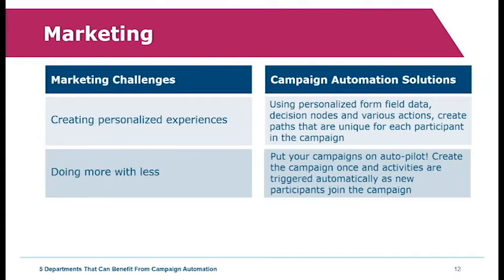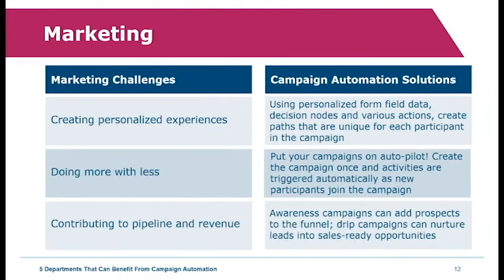Some challenges that marketing faces: they face creating personalized experiences. Usually, using personalized data and decision nodes within campaign automation, we can create paths that are unique for each participant. For example, if I come in and I'm really only interested in product A, and I've indicated that, and we're tracking that in CRM, we can make sure that that's the information I get, rather than information on all of the products or product B, which I'm not really that interested in.